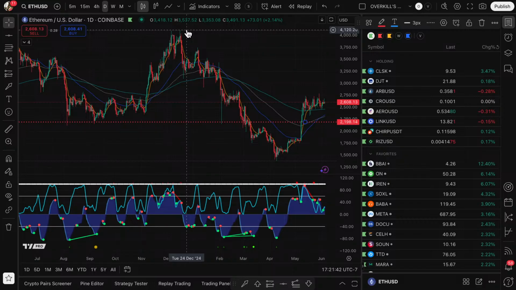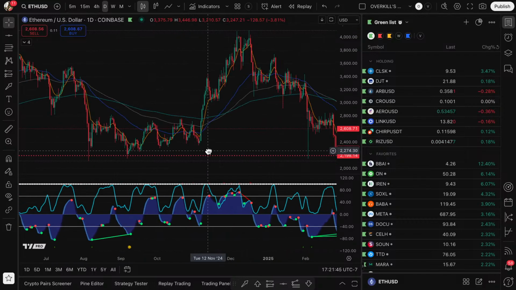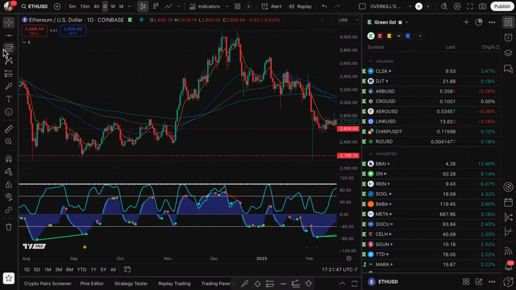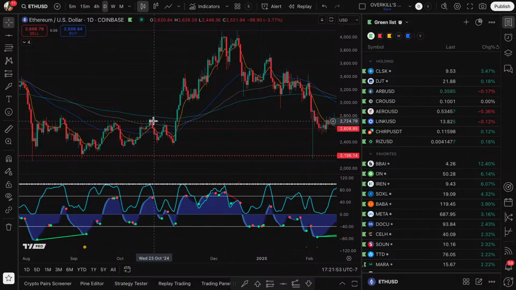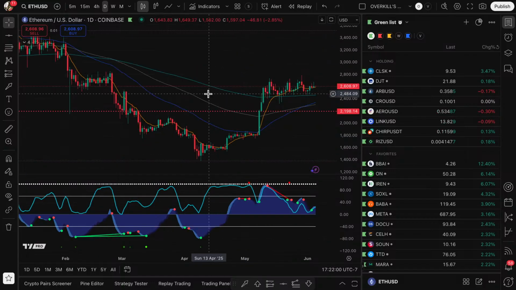And then we rocket shipped. Realistically, we weren't going anywhere. If you zoom out of the chart, we were stuck in this range right here. And then what happened? We broke the top of the flag, broke the neckline, and we ripped. That's what needs to happen. We need to break 2,800 on ETH.